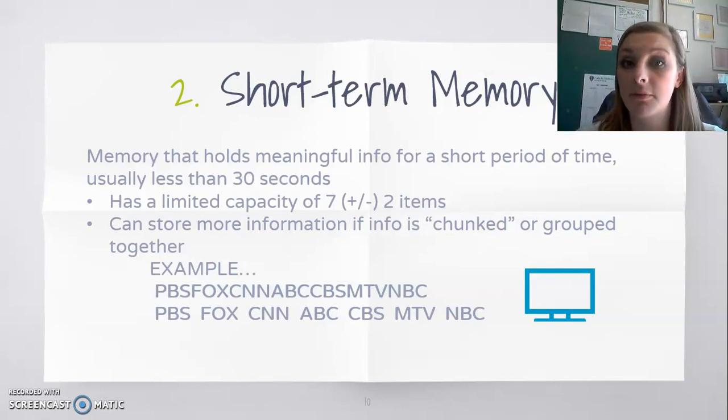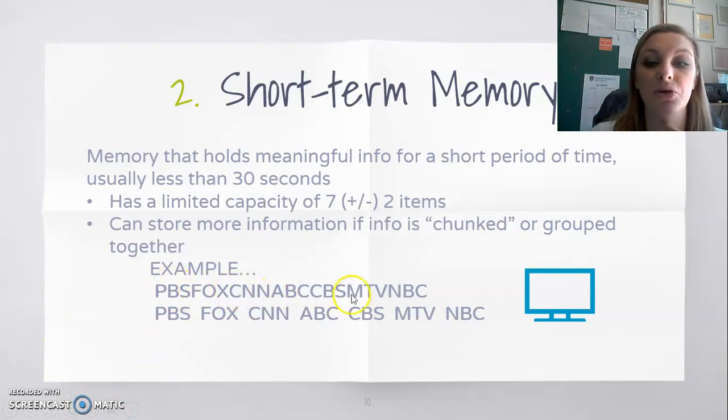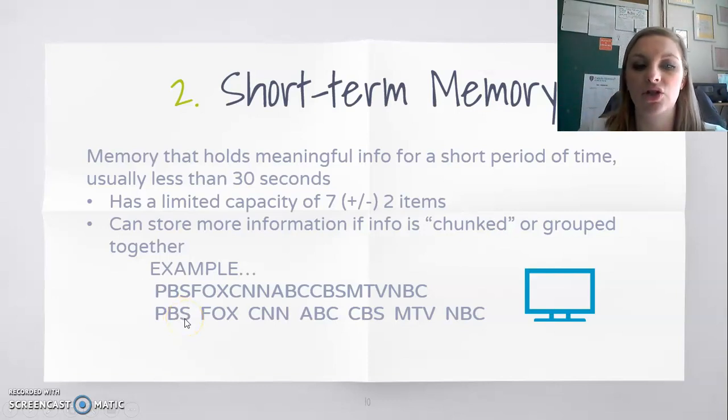We can store more than these 7 items if the information is chunked or grouped together. So for example, you would never be able to remember all of these letters. However, once I chunk them into meaningful groups, we can tell that now they are television channels, right? PBS, Fox, CNN, ABC, CBS, MTV, NBC. We can remember that because now we have 7 different items here. But here we have all of these letters individually, and our short-term memory would not be able to remember all of those.